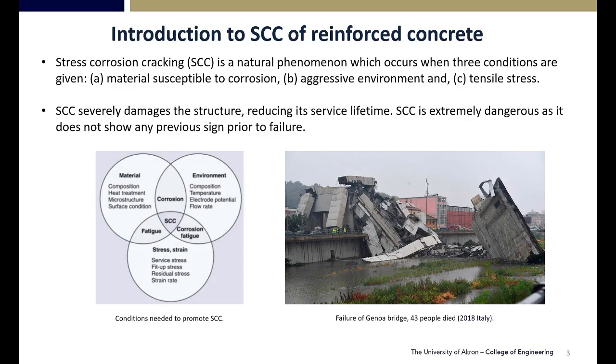Stress corrosion cracking is a natural phenomenon which occurs whenever three conditions are given. First, we need a material susceptible to corrosion. We need an aggressive environment, and we also need a tensile stress. Stress corrosion cracking is extremely dangerous, as it won't show any previous sign of failure. A case of stress corrosion cracking failure was the Genova Bridge in Italy, where 43 people died as it collapsed in 2018.